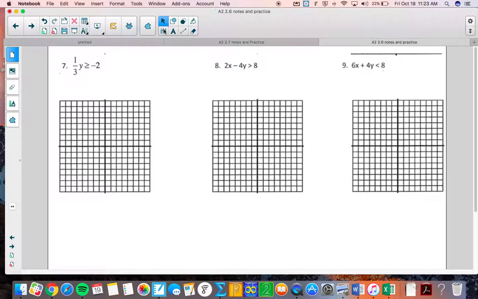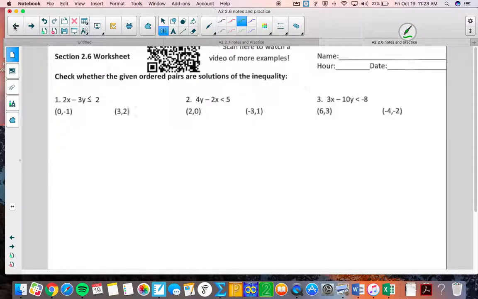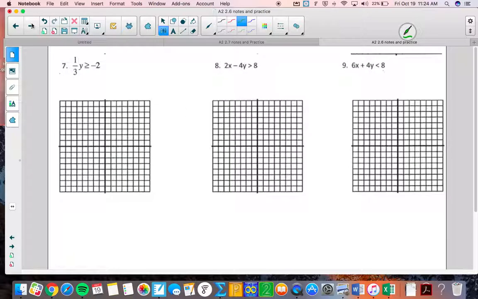This is worksheet 2.6, or the right side of your 2.6 interactive notebook. I'm starting down on number 7.